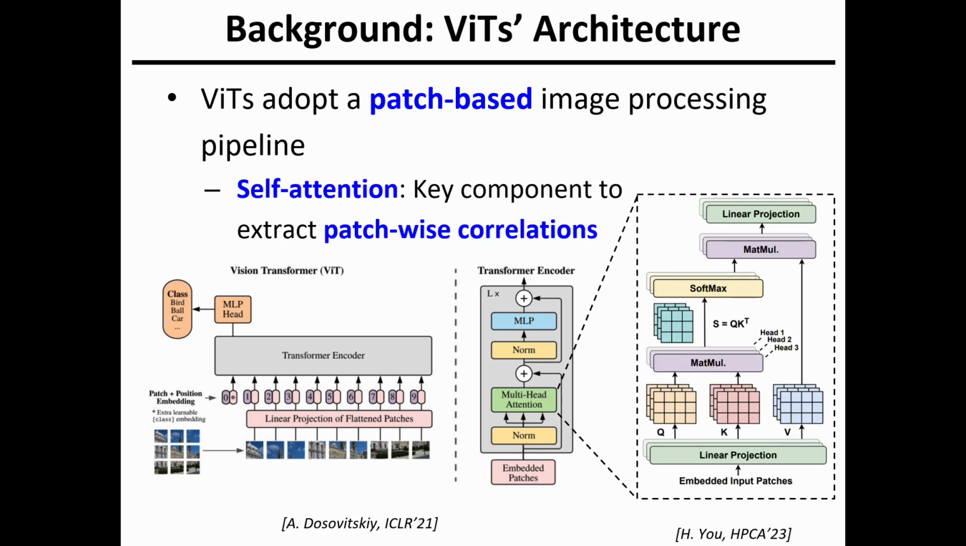And in each transformer block, it features a self-attention module where the patch-wise correlations between each of the input tokens are extracted as a feature of the input image. The one shown in the red bounding box is the self-attention module.